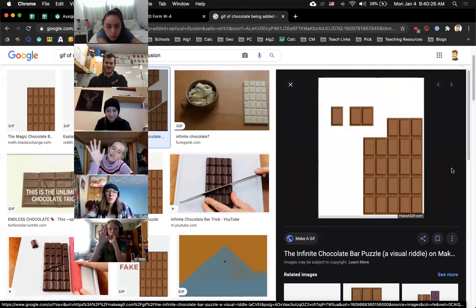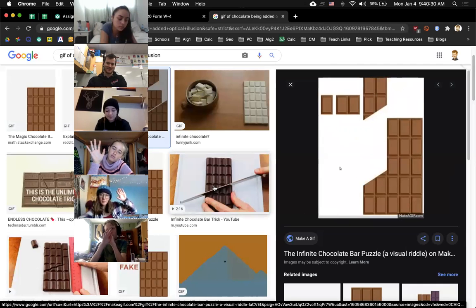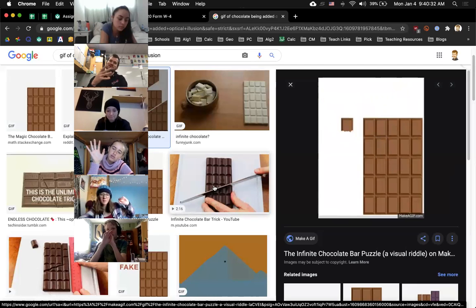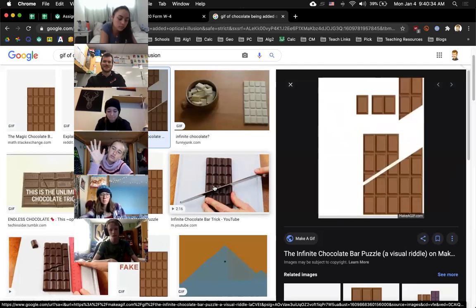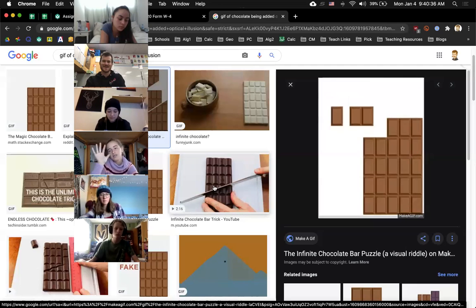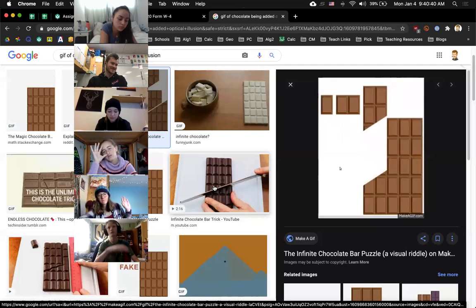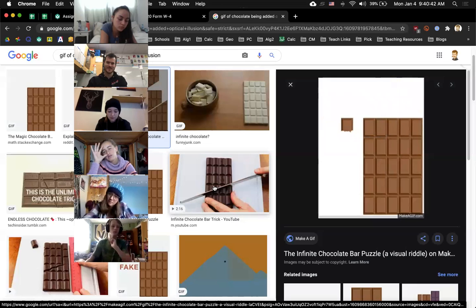I see two people have ideas, but it's kind of a funny looking GIF. And you can actually do this with real chocolate too once, but then once you do it again, you'll realize, oh, that's what's happening. I see Charles had his hands up first. Yeah, Charles, what's going on here?